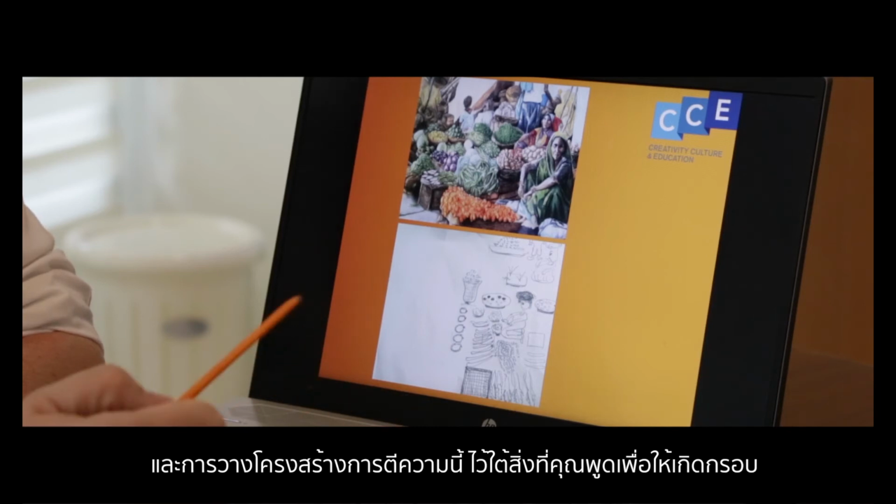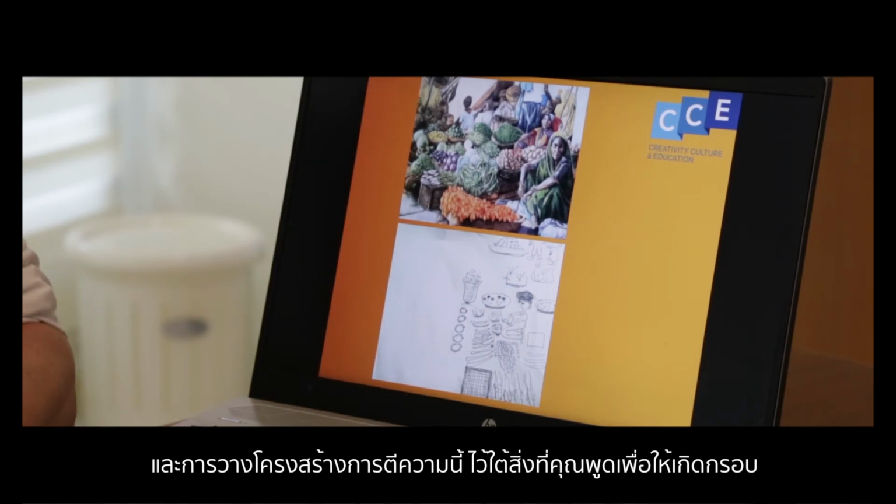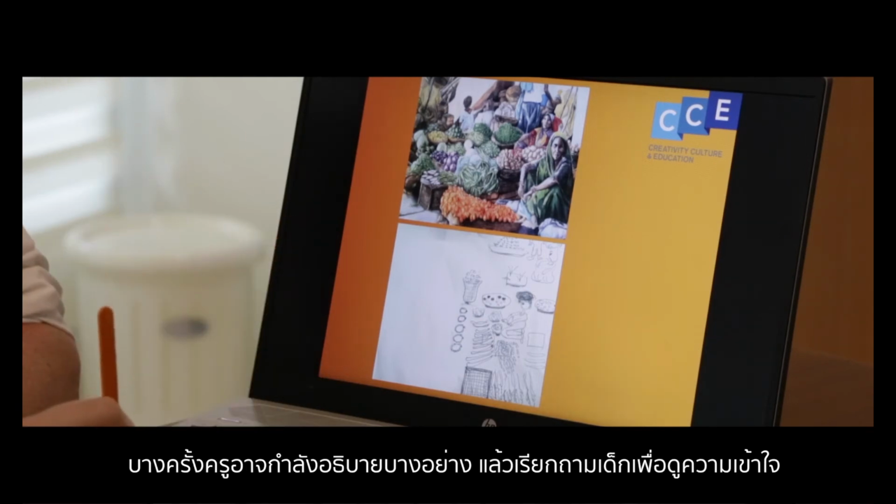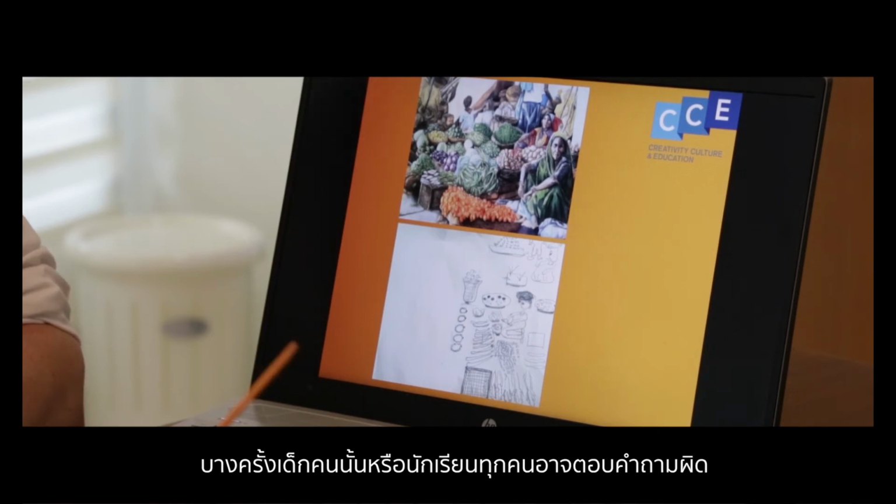And this kind of layering of a structure underneath what you say, in order to have a framework in which they can put the information that you are giving them, is a basic mental process that is going on. And sometimes you might explain something and then ask a child a question to see if they've understood, and sometimes that child or pupil will give you completely the wrong answer.